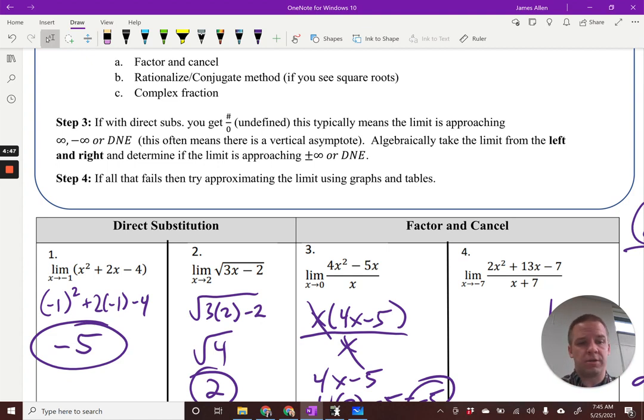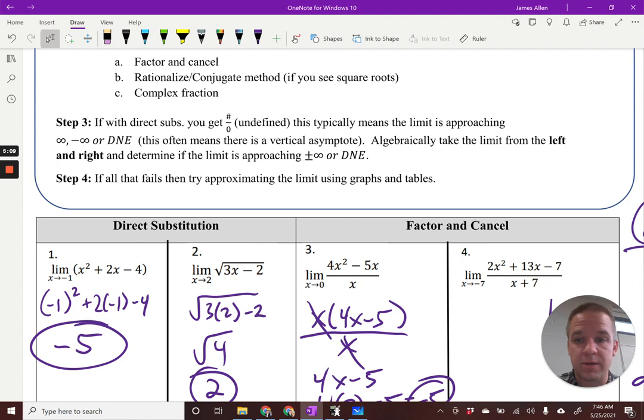You have a vertical asymptote. Again, thinking back to rational functions back in the Algebra 2 days. So this often means that it's either approaching infinity, negative infinity, or just does not exist, okay? So if they're both approaching the same thing, you could say that it's approaching positive infinity, or that it's approaching negative infinity from the left and the right, or if they're approaching two different things, it does not exist, okay?